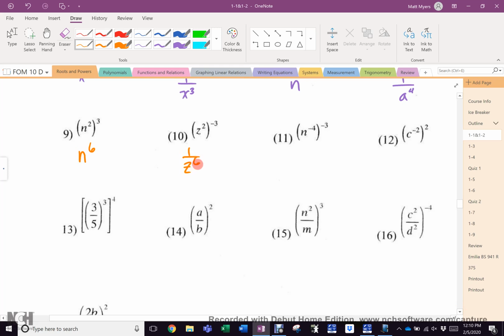1 over Z to the 6th. Nicely done. Mantosh, what's 11? N to the 12th, which is also a hard word to say without spitting. And 12. Ryan. 1 over C to the 4th. B. Oh, careful. C4.